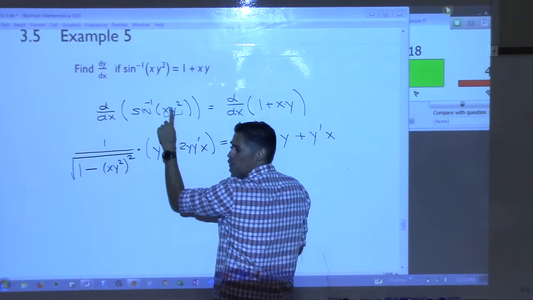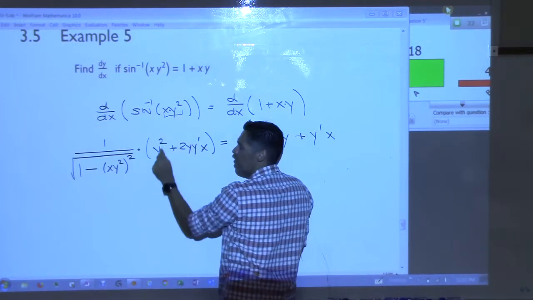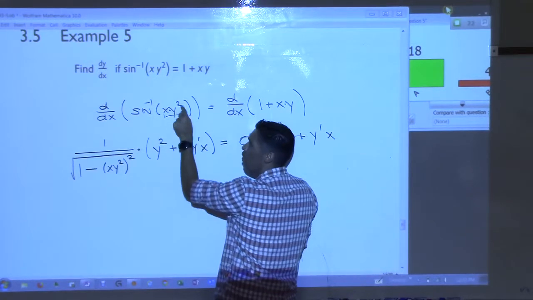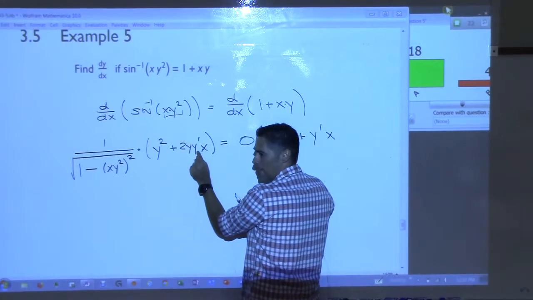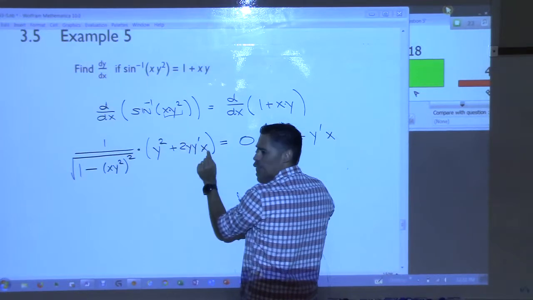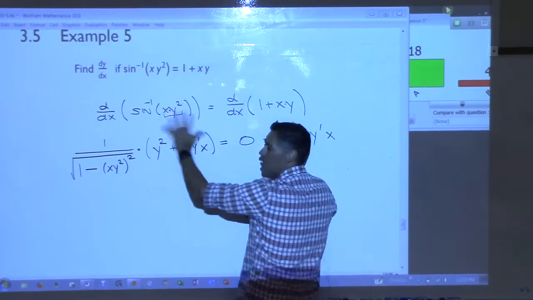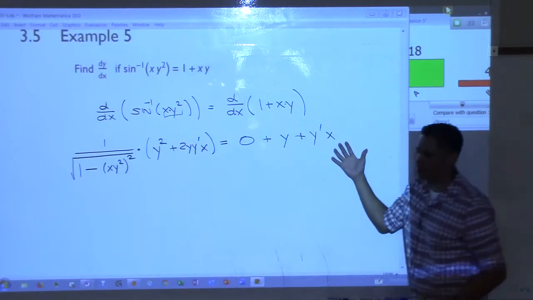So derivative of x is 1 times y squared, which is y squared. Plus derivative of y squared is 2y y prime, and then times x. And that finishes off our product rule. Then we're done on the left side. And then the right side, I think everyone was okay with.